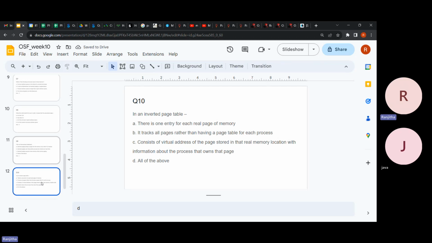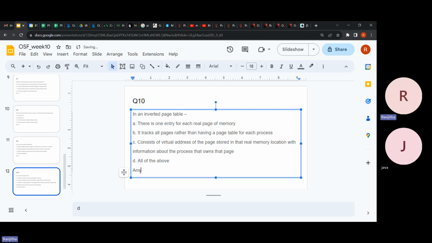In an inverted page table, there is one entry for each real page of memory. It tracks all pages rather than having a page table for each process. There is one entry for each real page of memory, that is true. It tracks all pages rather than having a page table for each process, true. It consists of the virtual address of the page stored in that real memory location, with information about the process that owns that page. This is also true. So here again the answer is all of the above.